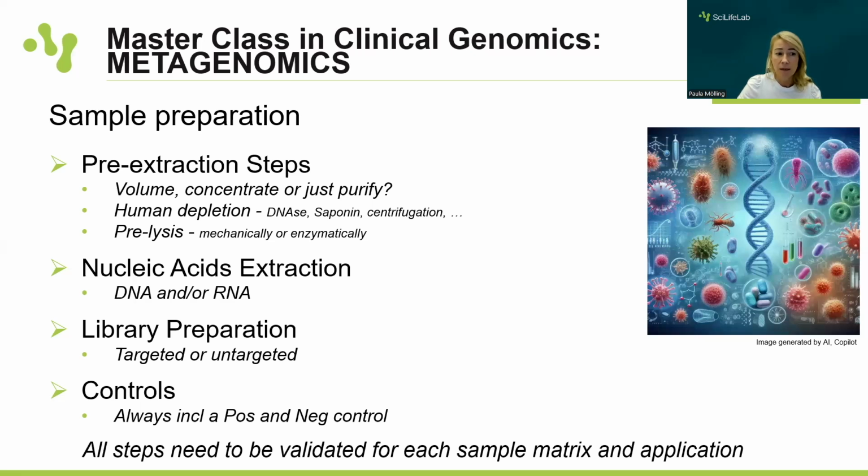And it's really important in the sample preparation that we use controls in metagenomic sequencing. So always include a positive and a negative control. At least a negative control should be used from the first step of the sampling and follow the entire protocol to the sequencing. And all those steps need to be validated for each sample matrix and application.